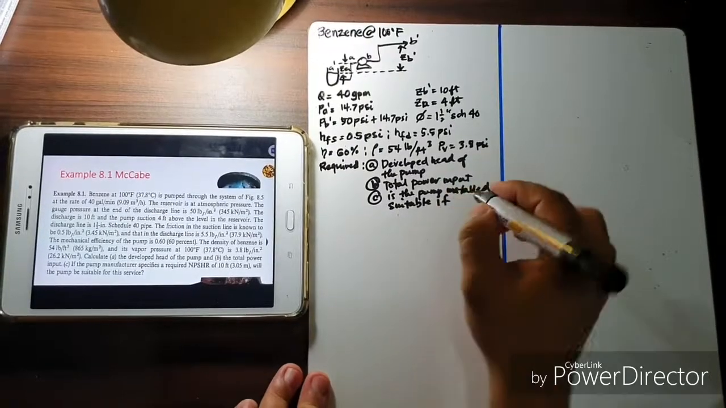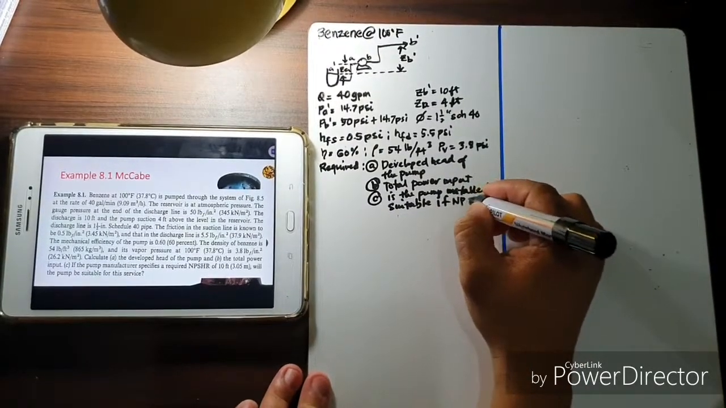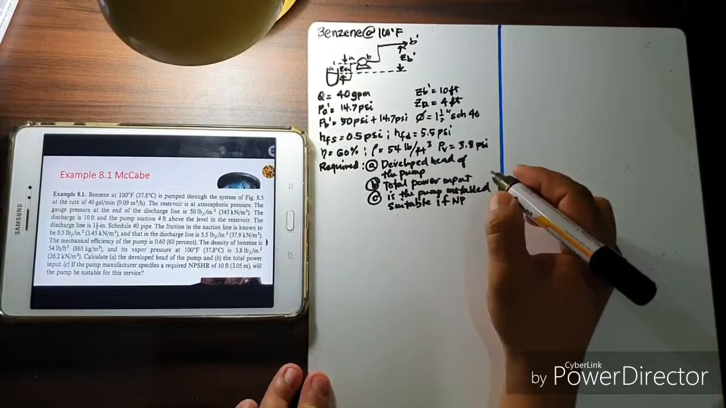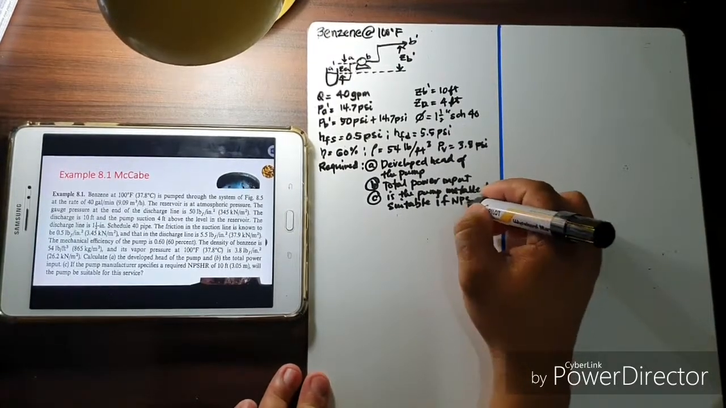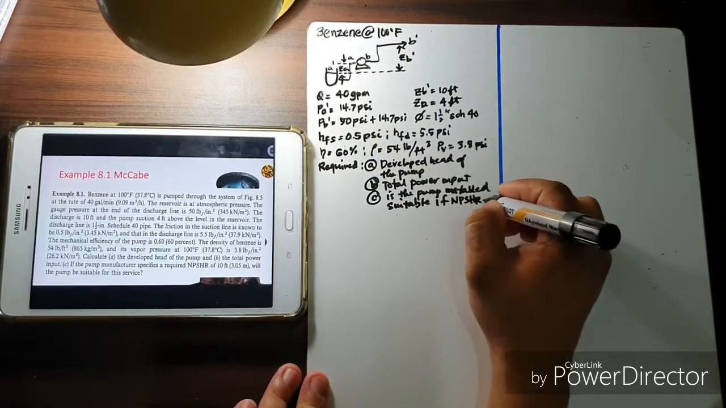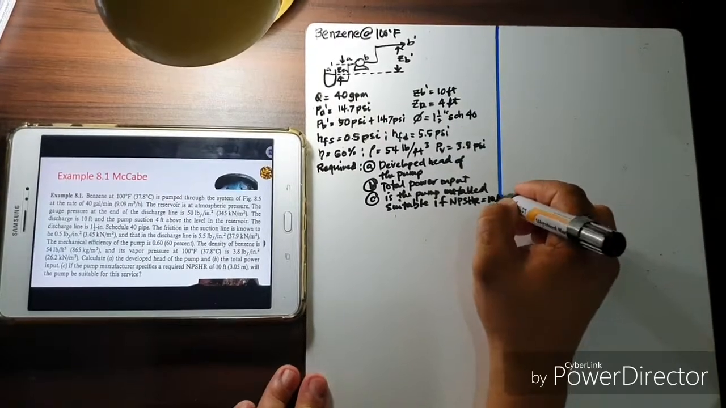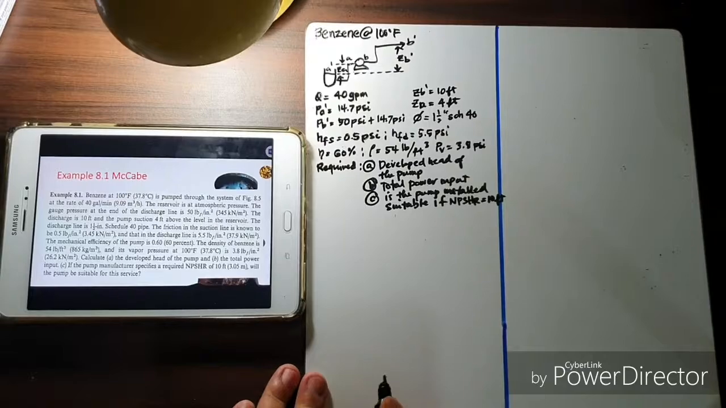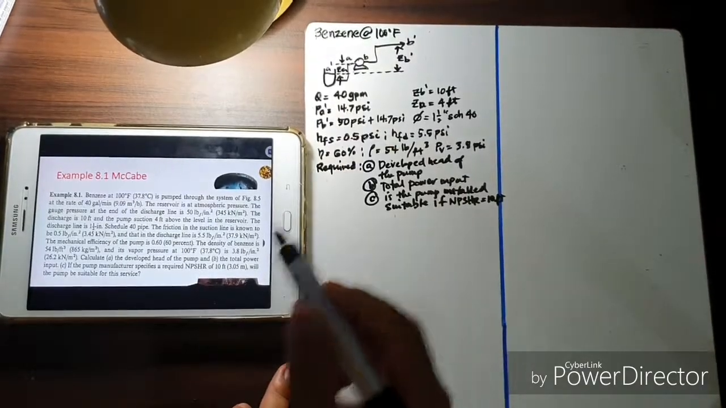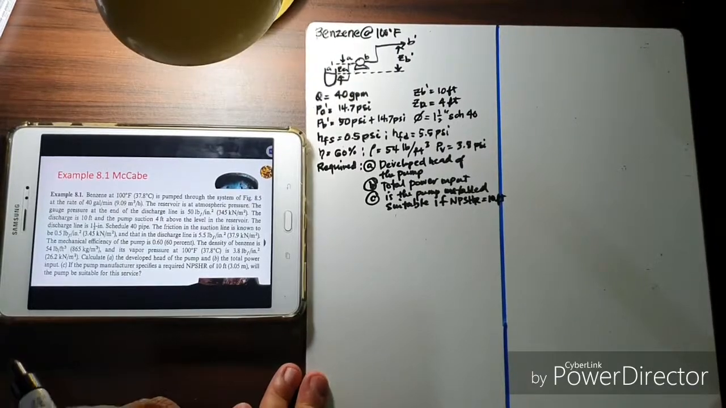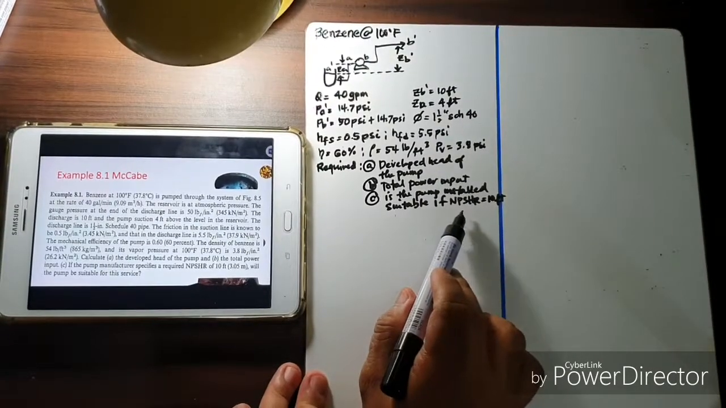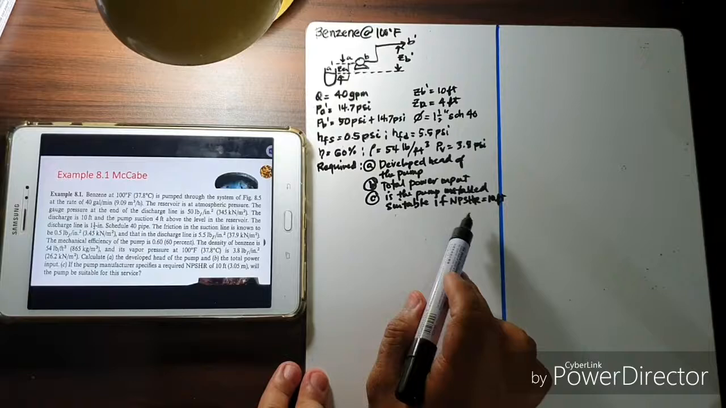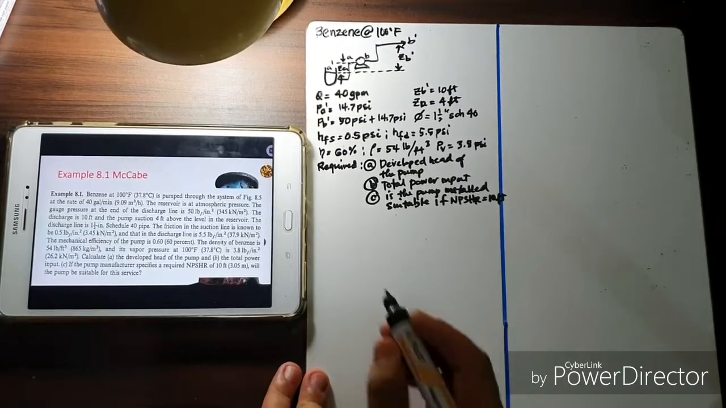If the NPSHR is equivalent to 10 feet. Okay, so this is the question. So, is the pump that was installed suitable if the required NPSH, or NPSHR, is equivalent to 10 feet?